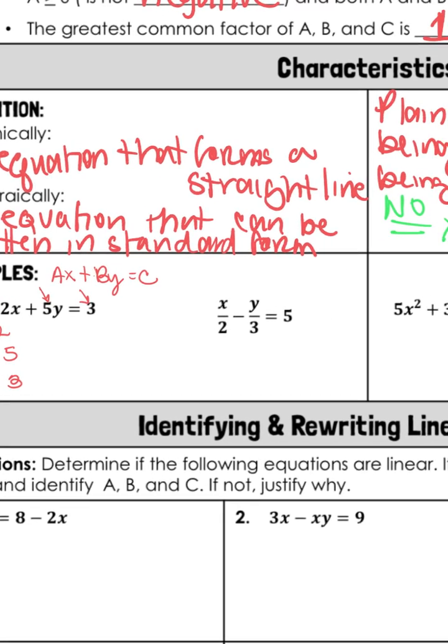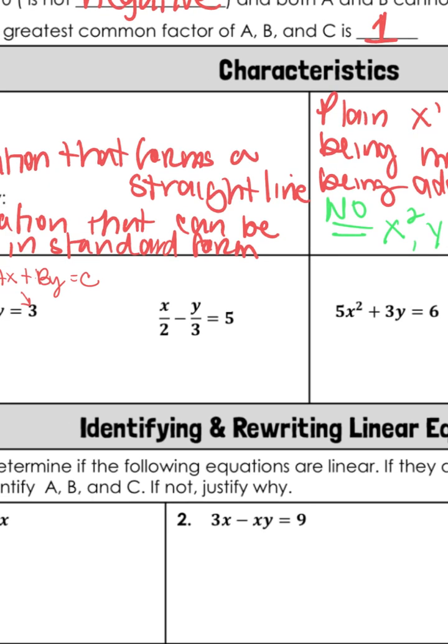In the second example, we have a fraction, but the variables are in the numerator and not in the denominator. So this is a linear equation. We need to multiply everything by the common denominator. And if you don't know what that is, multiply them together, and that becomes your common denominator.